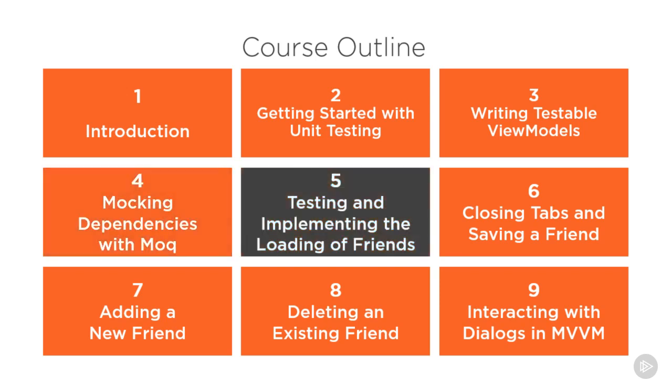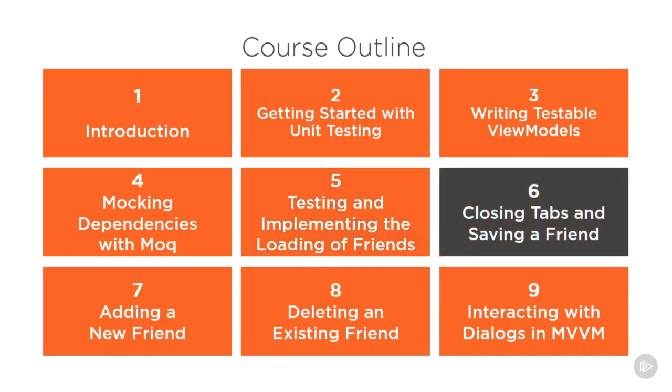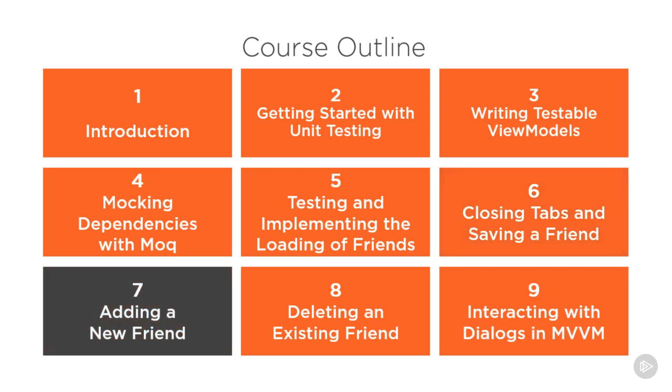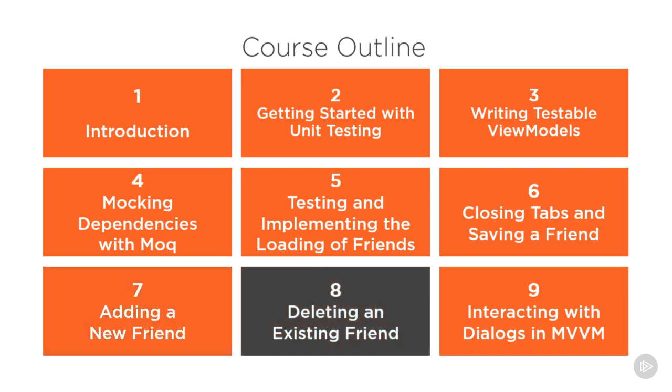So in Module 5, we will implement the loading of friends in a tab. In Module 6, we will implement the logic to close tabs and to save a friend. In Module 7, we implement the logic to add a new friend in the friend storage application. And in Module 8, we will implement the logic to delete an existing friend. We will do all of that stuff in a test-driven way, so we will write a lot of unit tests.